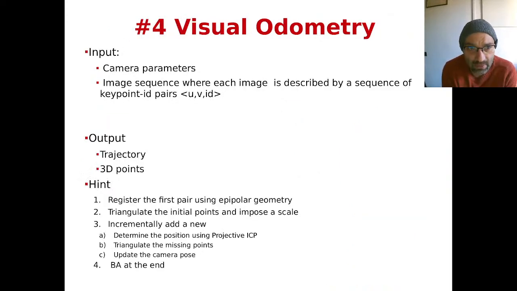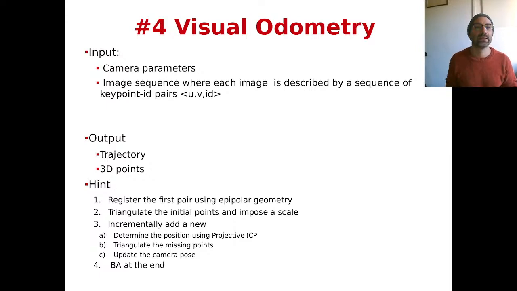Then there is another one that is a little bit more complicated, but it's really nice, which is visual odometry. Your input are camera parameters, which means the camera matrix, and an image sequence where each image is described by a sequence that consists of an ID of a point observed, and UV, the image coordinates of this point. Clearly, we assume to know the association of the points in the image. Given this, I'd like you to construct a visual odometry. How to proceed? Well, I've told you, given a pair of images, how to determine the rotation and translation by using 8 points. You can register the first pair using epipolar geometry. You impose a scale because you will not be able to calculate the translation.